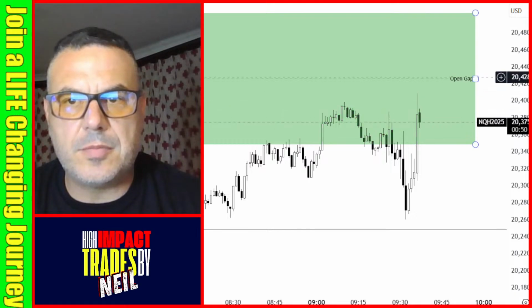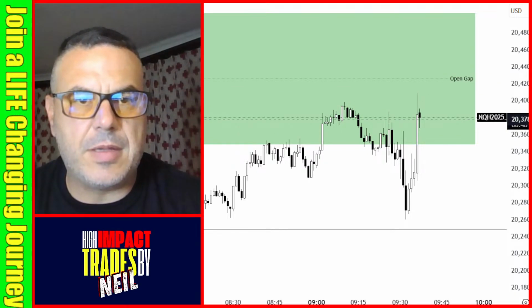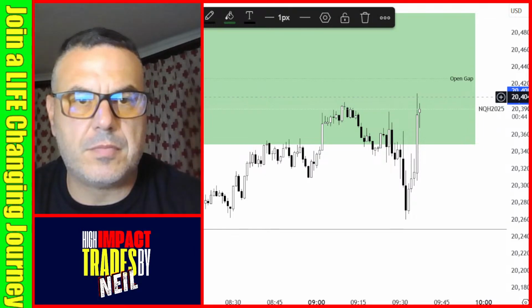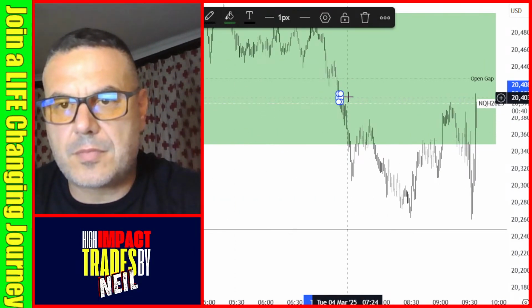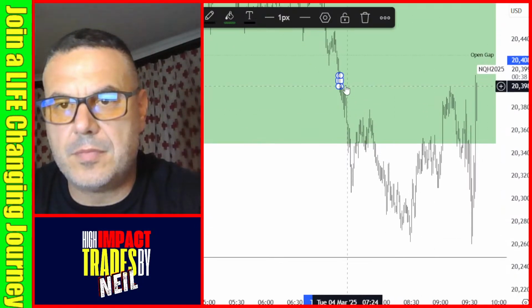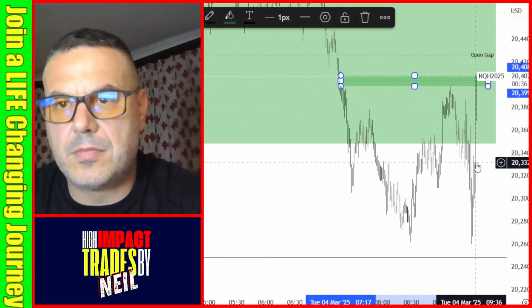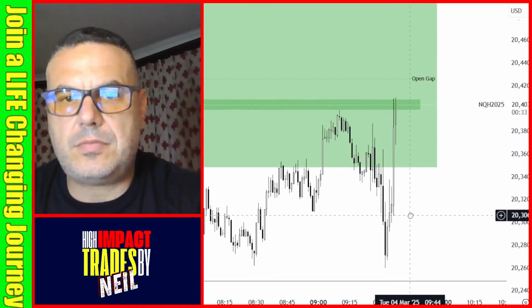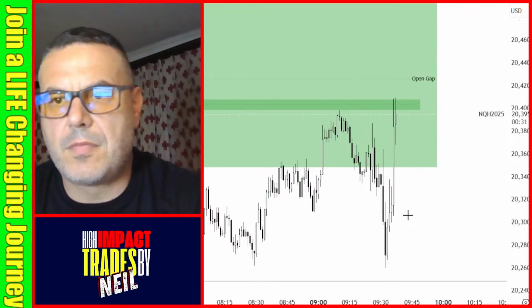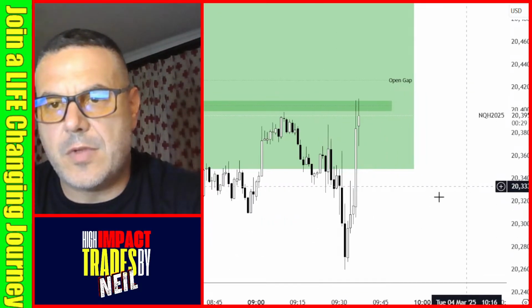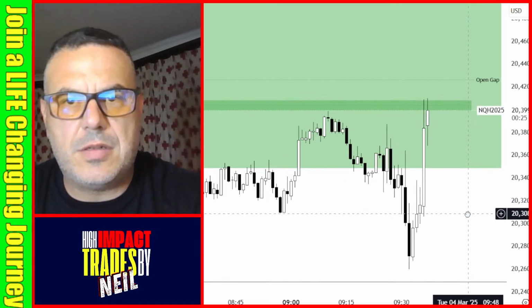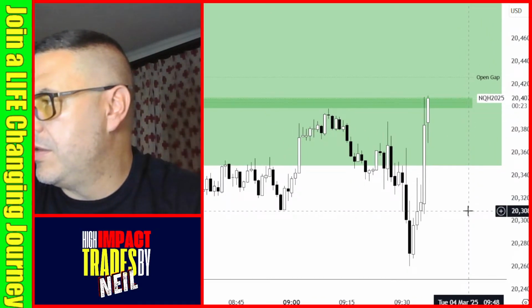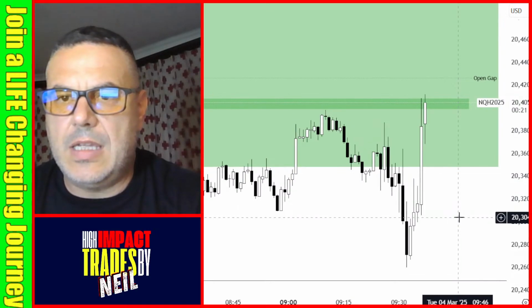Okay, so we're literally in this little gap here now. Right here. So now it's just a matter of seeing if we're going to break through it to go higher. For now, I'm not doing anything.